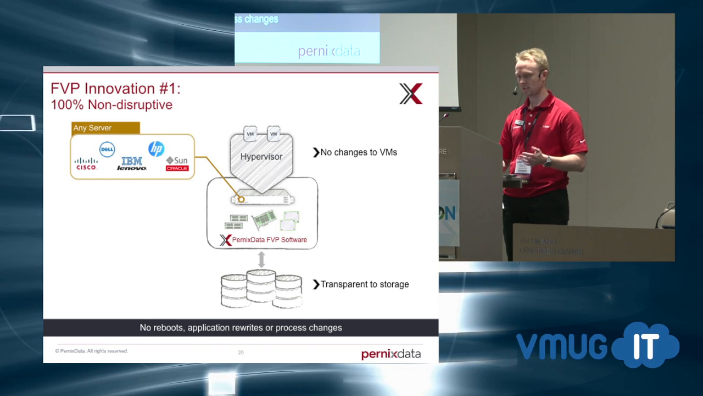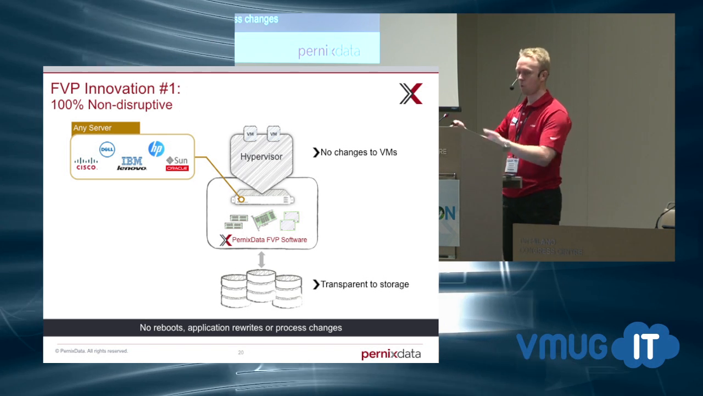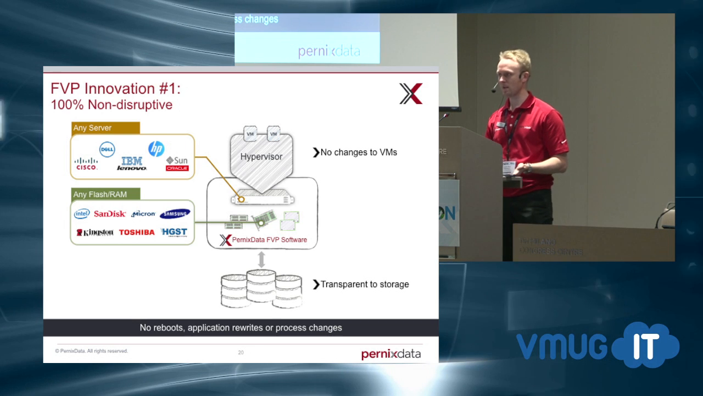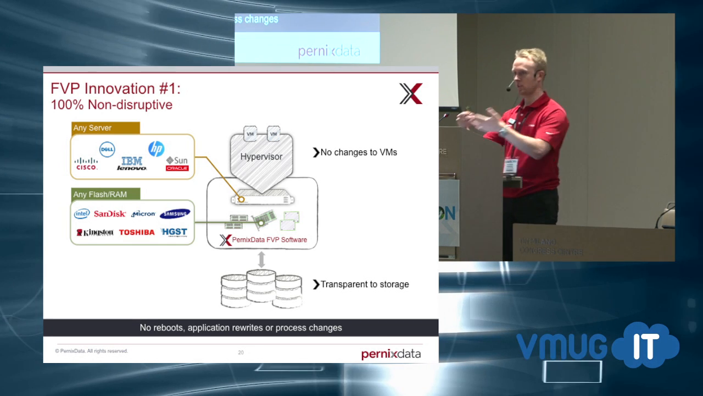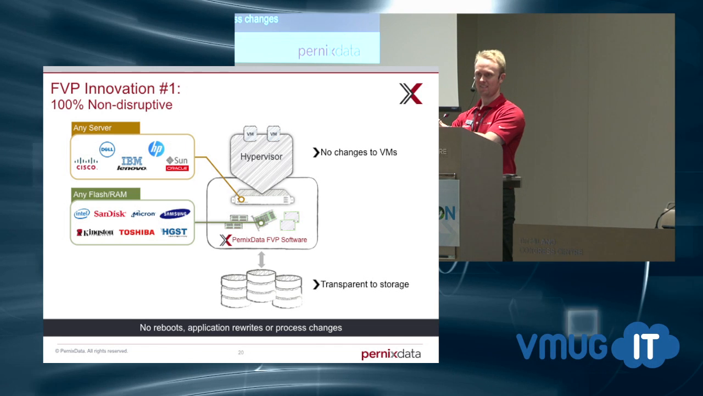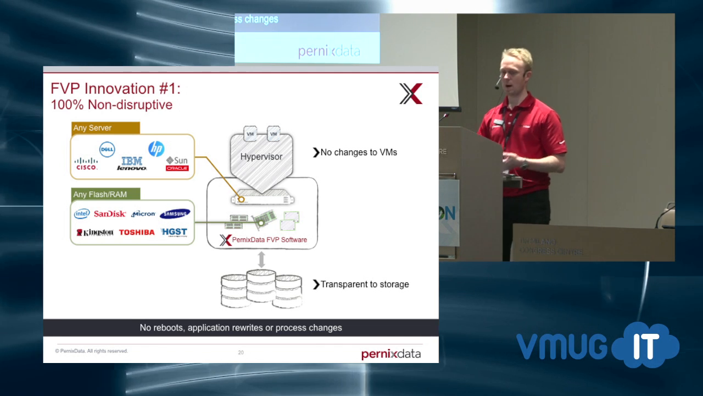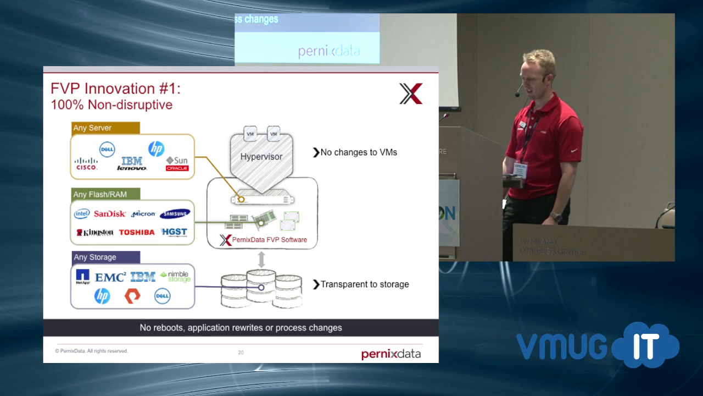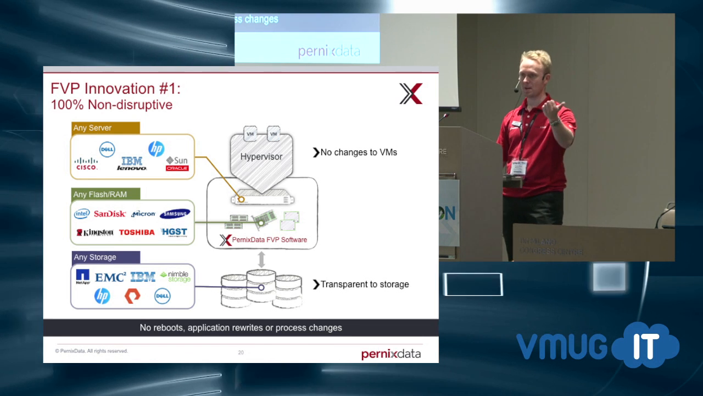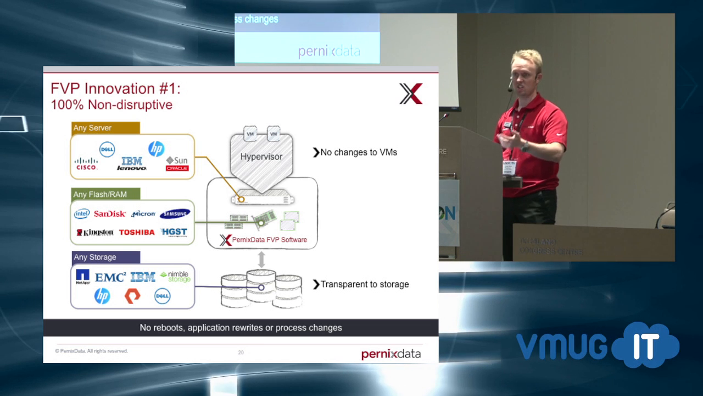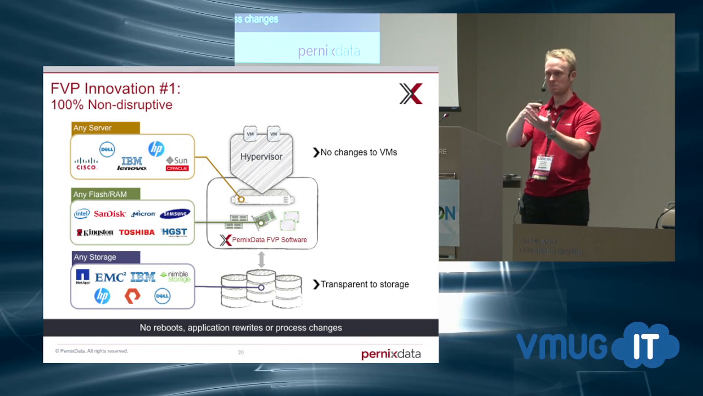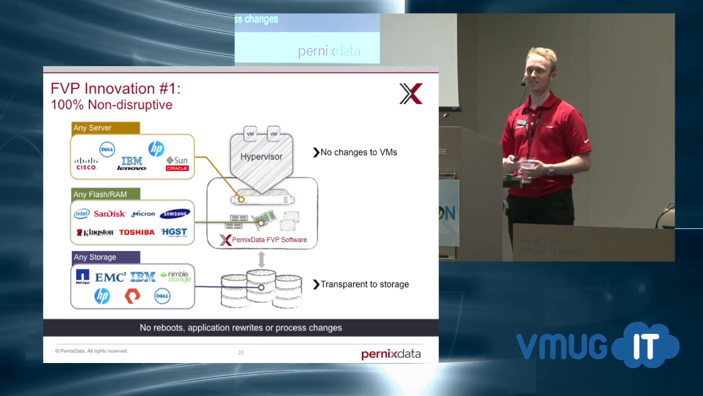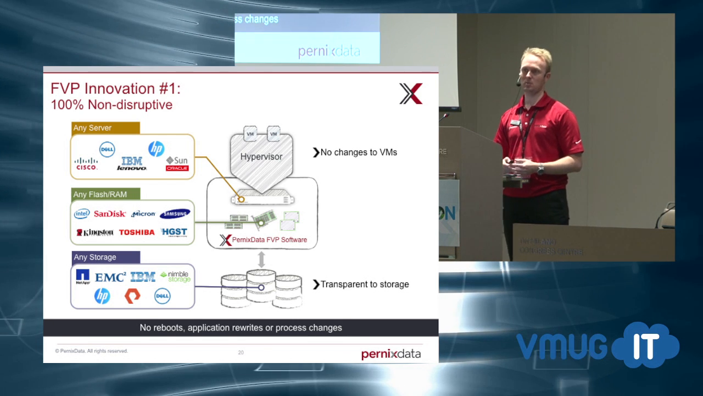Because it's in the kernel, it also means anyone can use this software. It doesn't matter what kind of server vendor you're running, as long as it's running VMware. What kind of flash or RAM can I use? Well, you can use any flash that physically works with your physical server, and of course works with a VMware server. So our hardware compatibility list is pretty much the VMware hardware compatibility list. And what kind of storage can you use? Well, it will work in front of Fibre Channel, Fibre Channel over Ethernet, iSCSI, NFS. It doesn't matter what vendor name is on the box. What matters is that it's a data store for VMware and the protocol: NFS, iSCSI, Fibre Channel.